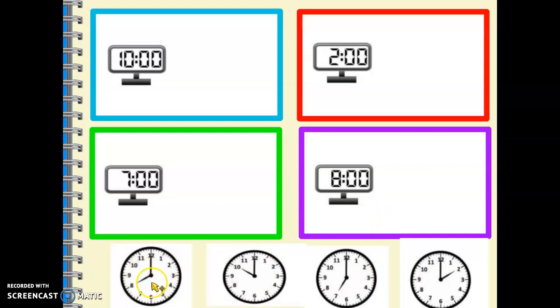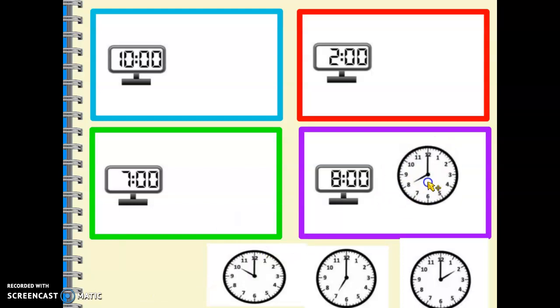Okay, so let's look at the first analog clock. Here we have the hour hand pointing to the 8, so we know it's 8 o'clock. Minute hand is on the 12, 8 o'clock. So this here matches with this. Okay. We got it right, good job.